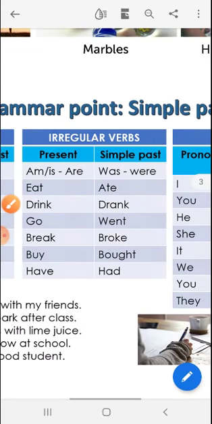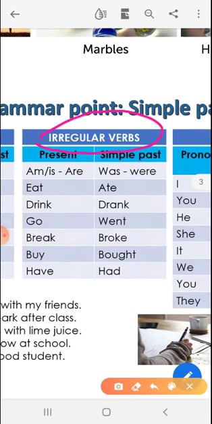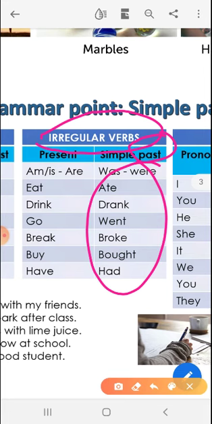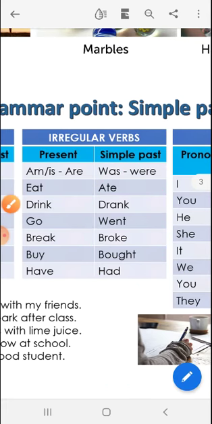Now, the irregular verbs, los verbos irregulares, in the past, here, they don't always finish in ed. They have different endings, okay? No todos terminan en ed como los anteriores. They have different endings. Tienen diferentes finalizaciones o different ways they are written, okay? O son escritos en diferentes maneras. See, for example, this one.